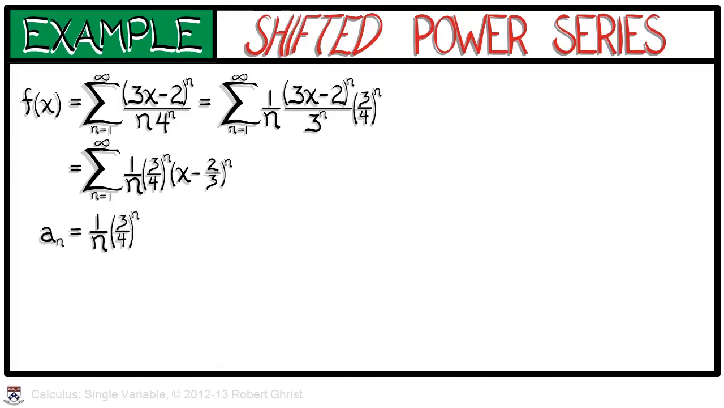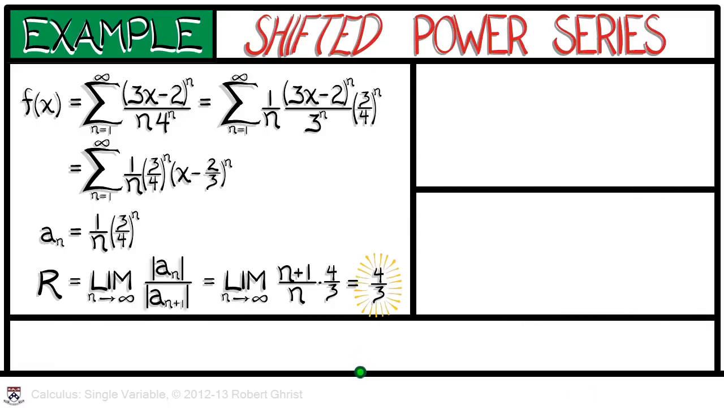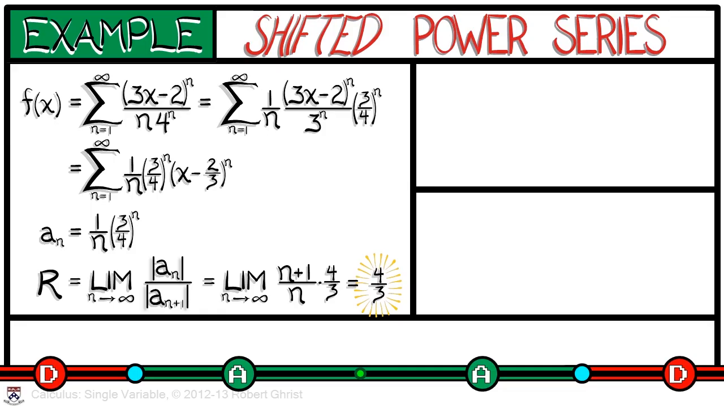Now, to determine the radius of convergence, we isolate the coefficient a sub n as 1/n times 3/4 to the n. We compute the radius, r, as the limit as n goes to infinity of a sub n over a sub n plus 1. That yields, after some algebra, the limit of n plus 1 over n times 4/3, which is precisely 4/3. Therefore, the domain of absolute convergence is all x within 4/3 of 2/3, the center.